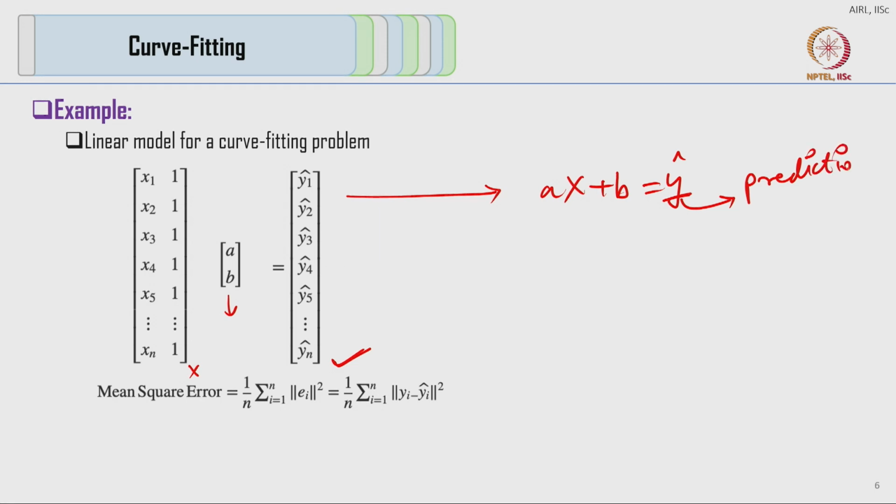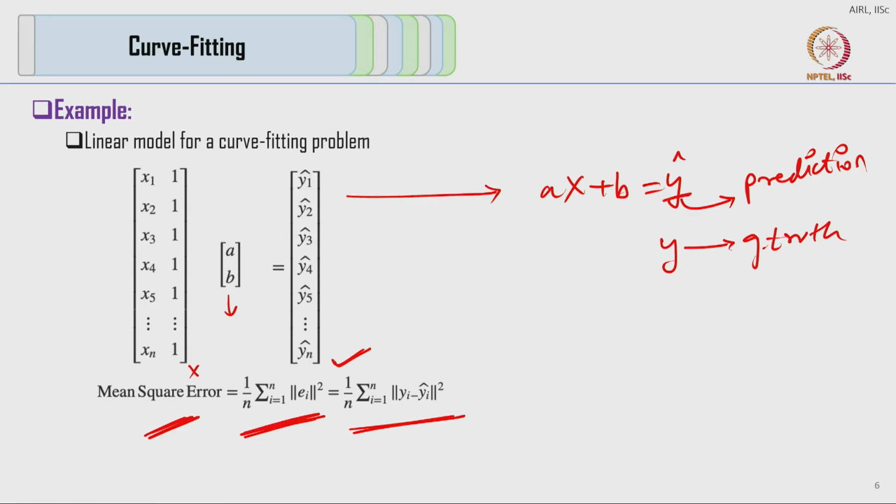Now if we have the prediction and let us assume y is our ground truth label, then the mean square error, which is the MSE, is given by 1 by n summation i equals 1 to n norm of e_i square, which is essentially given as 1 by n summation i equals 1 to n (y_i minus y_i cap) whole square.